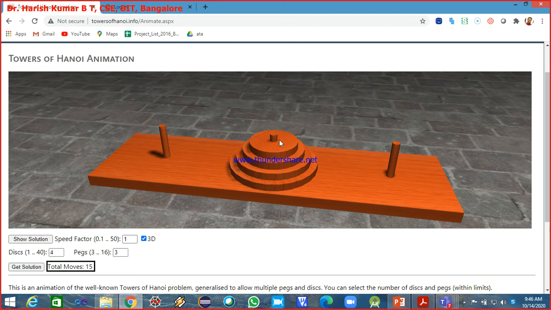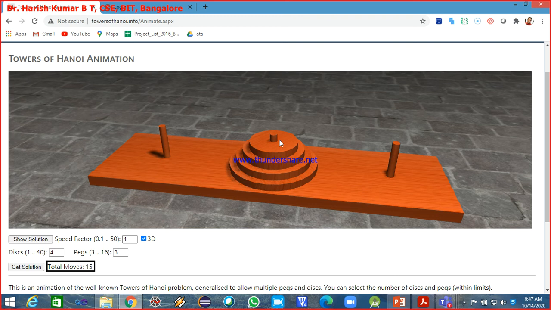Then move the final disk from source to the destination, and then again move the first n minus 1 disks which are there on the auxiliary peg to the source peg using destination as temporary peg. So you have to recursively do the same thing.